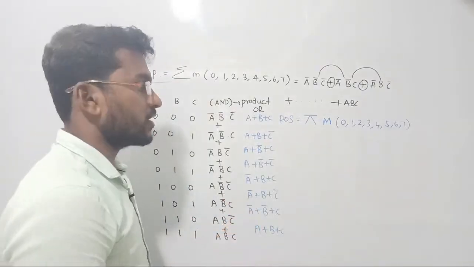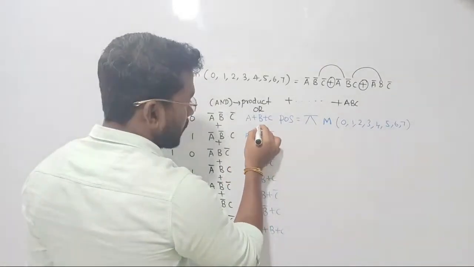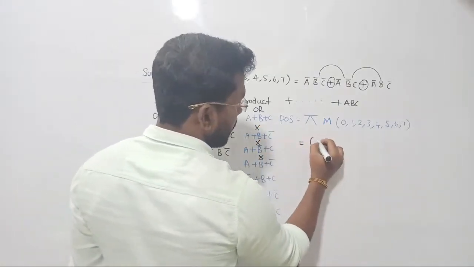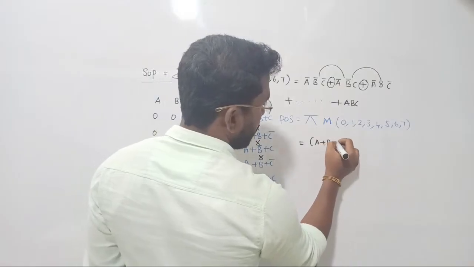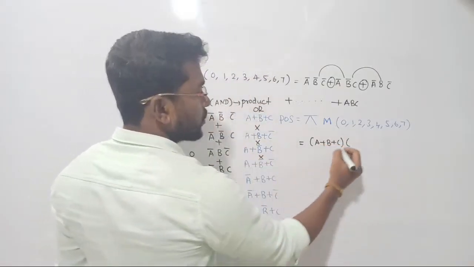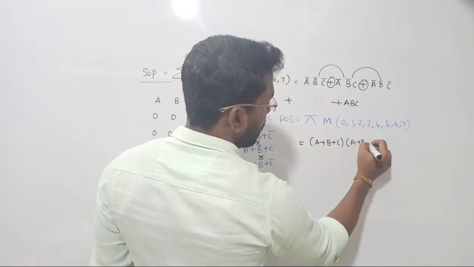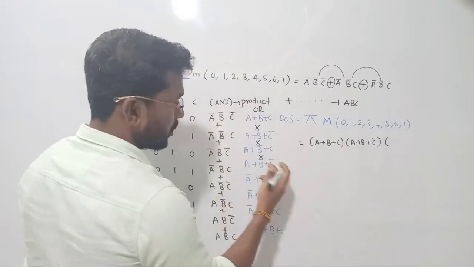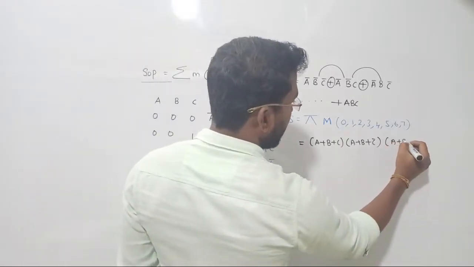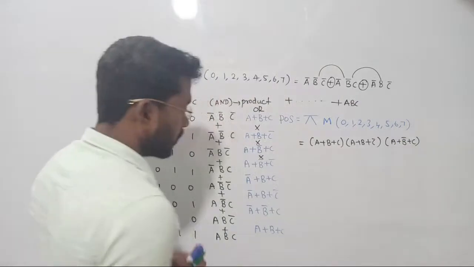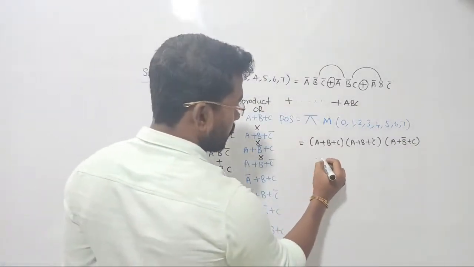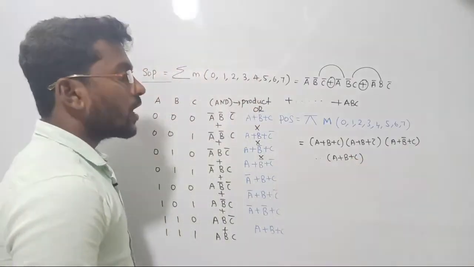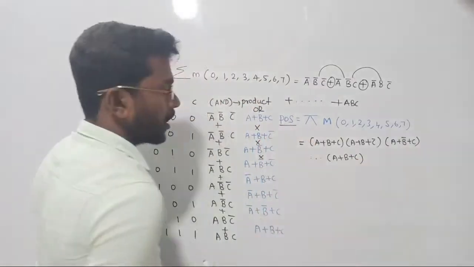AND means multiplication. So product of sum means these sums are going to be multiplied with each other. We have to consider dot, such that this answer can be written as A plus B plus C, into the second term, which is going to be A plus B plus C bar, into the third term. Where is the third term? That is A plus B bar plus C. It will continue up to the last term. The last term is A plus B plus C. So that is how we are writing product of sum, right?